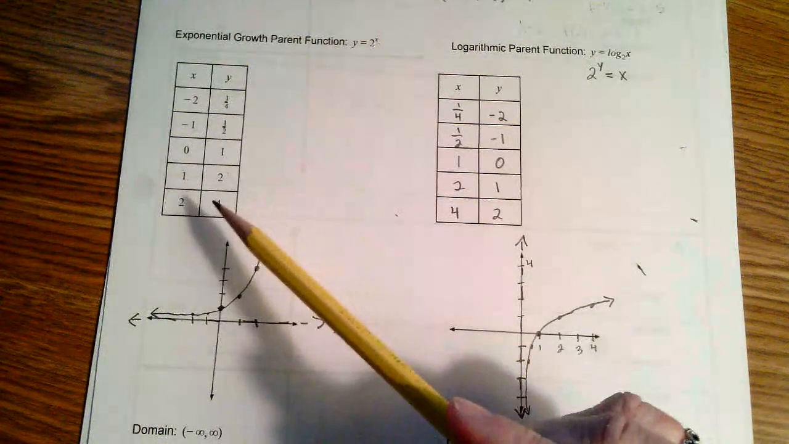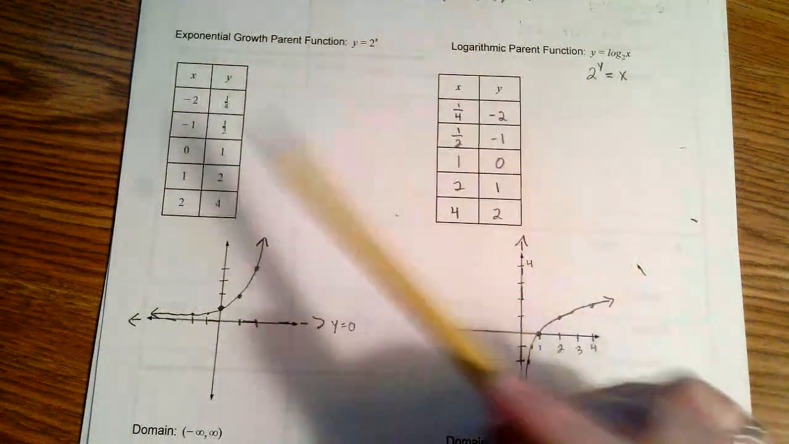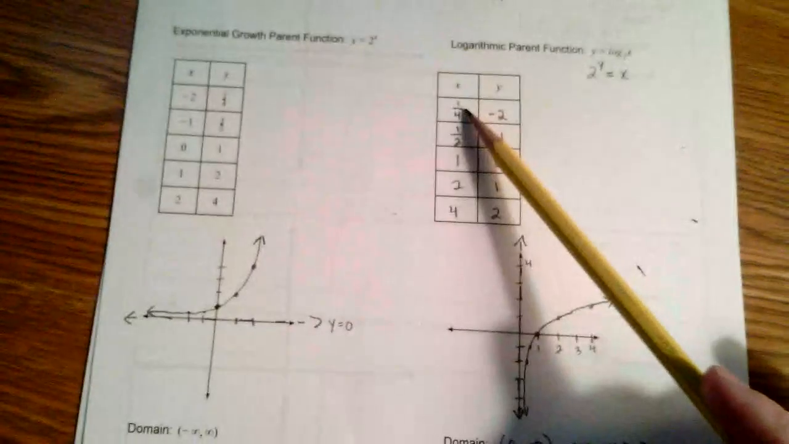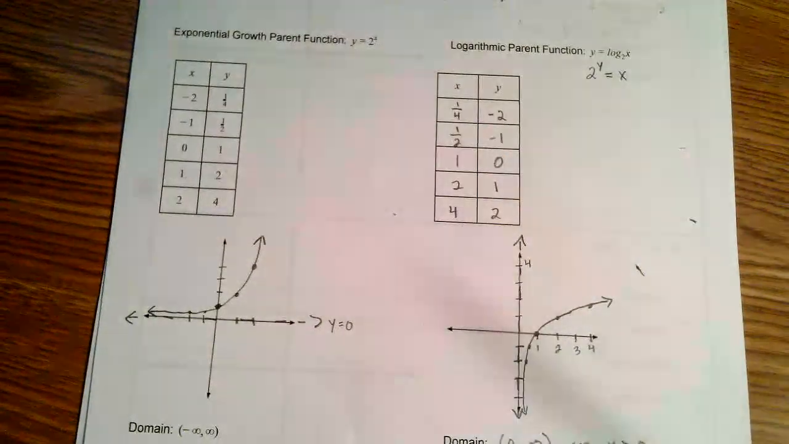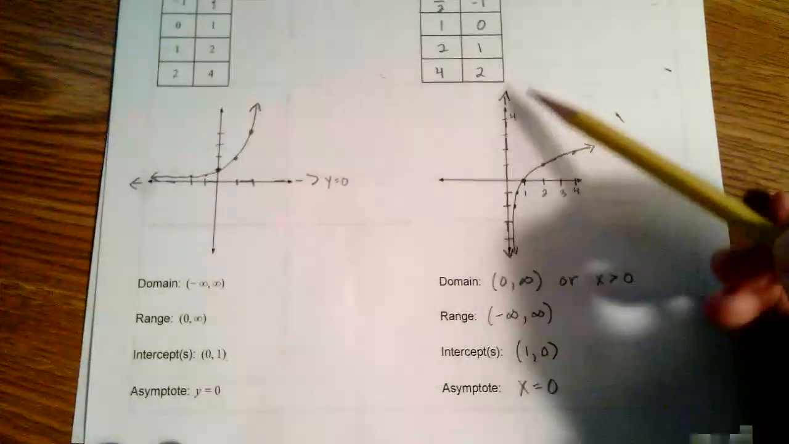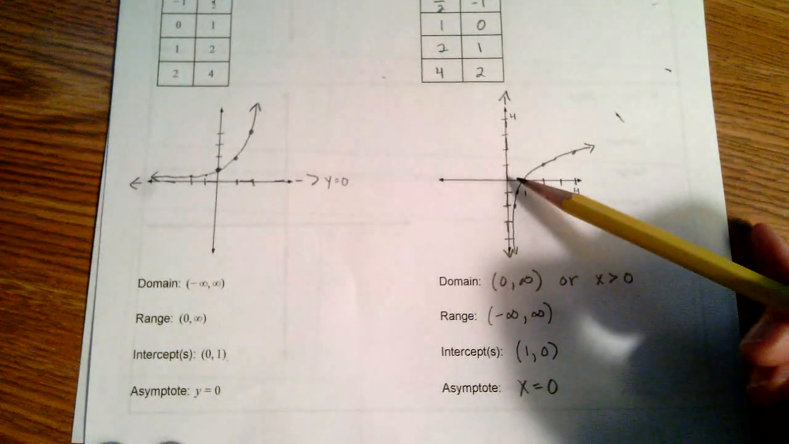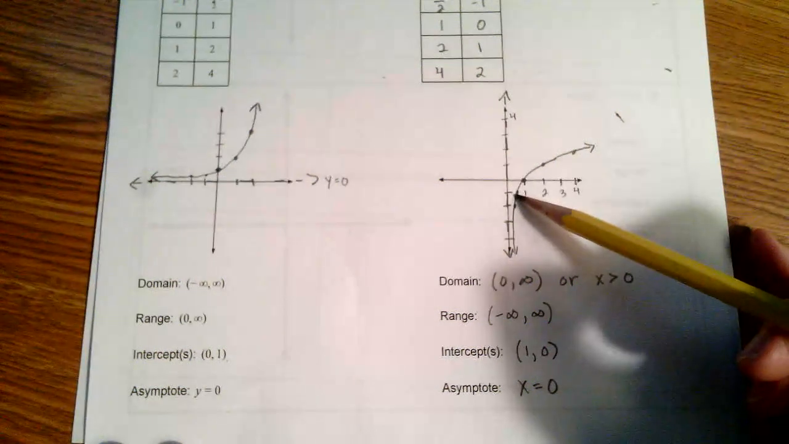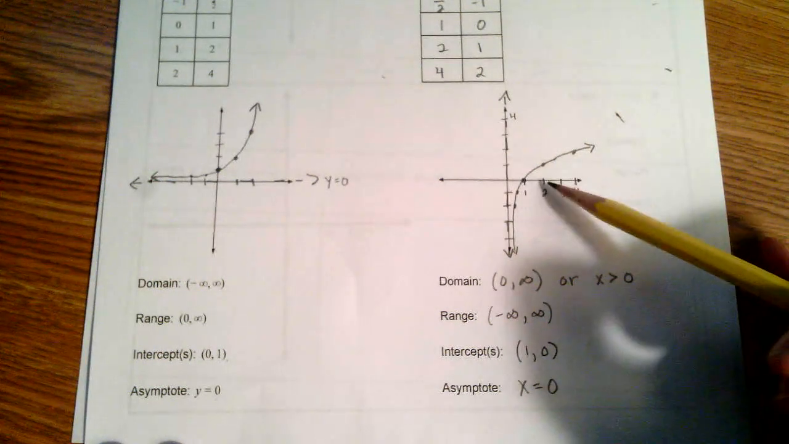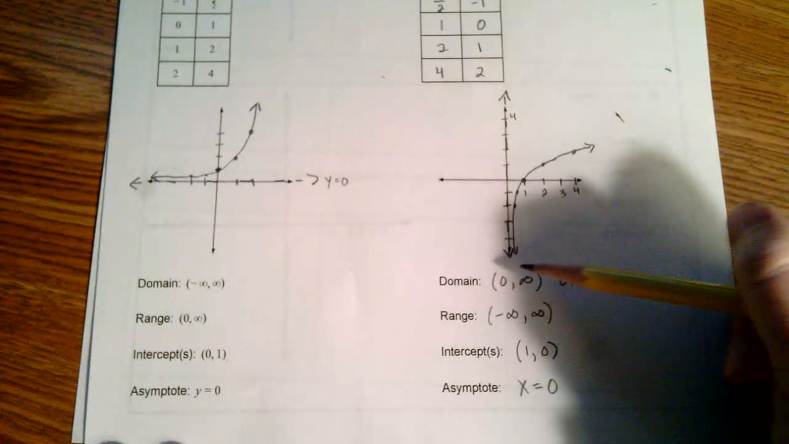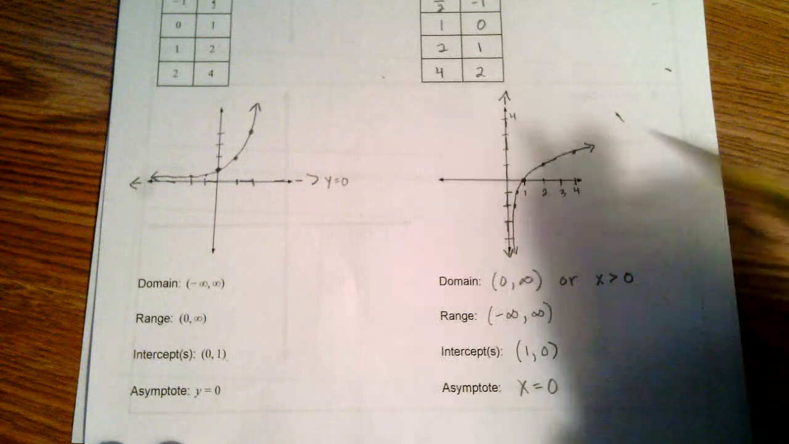Similarly, in the table, all I'm doing here is switching: instead of having -2, 1/4, I switch the x and the y value and get 1/4, -2. I'm hoping you can see where those values come from. Then I came down here and graphed all those values: 1/4, -2; 1/2, -1; 1, 0; 2, 1; and 4, 2. And then I put a smooth curve through these points.